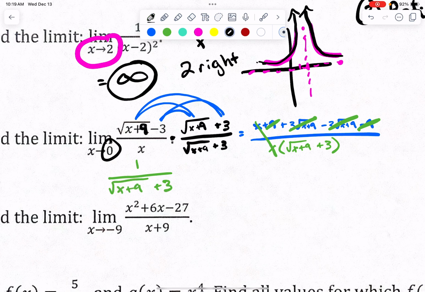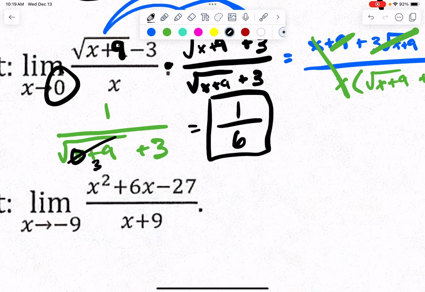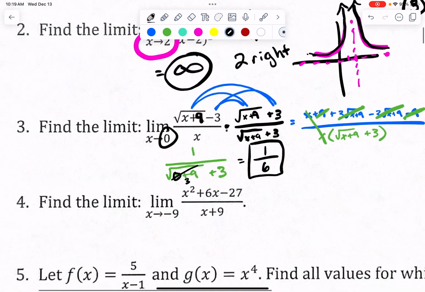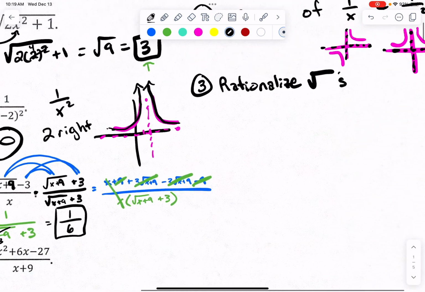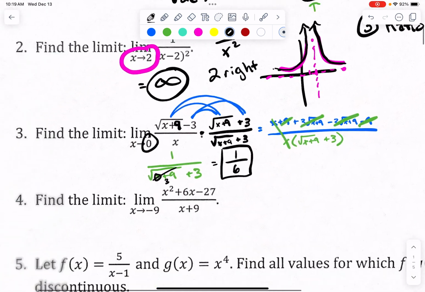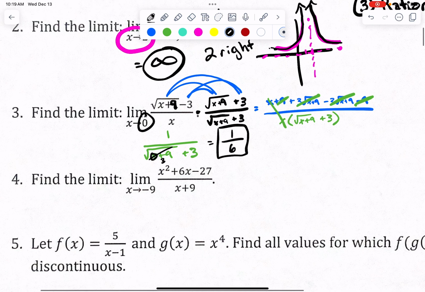And now I have to plug 0 in. But I can plug 0 in. So if I plug 0 in, I get 1 over the square root of 9, which is 3, plus 3, which is 6. So 1/6 is his limit. Okay, so that's another strategy, is to rationalize if you ever have a square root type thing. Okay, there is that. All right, again, if you need to pause, go for it.